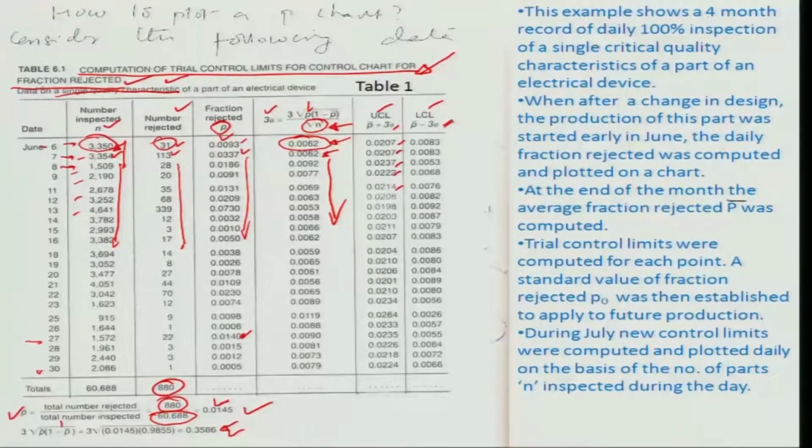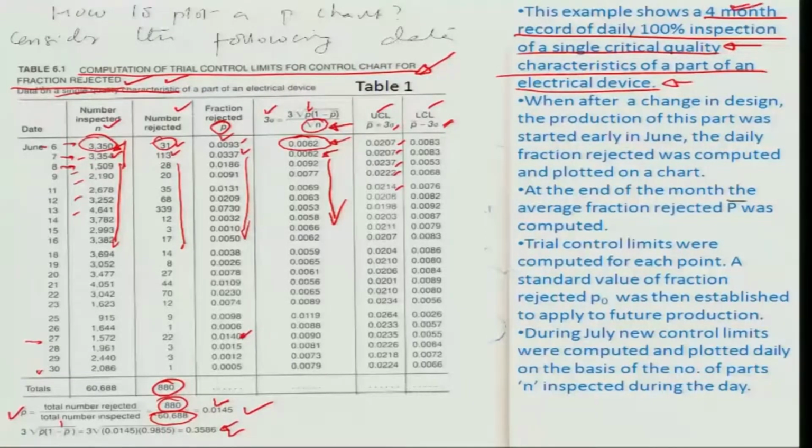Actually, it is a 4 months record of daily 100% inspection of a single critical quality characteristic, which is a part of an electrical device, and we will show you the later data for the next 3 months all the way up to September. The only thing is, in this case we will need to understand how, after the first month, you can vary the control limit.